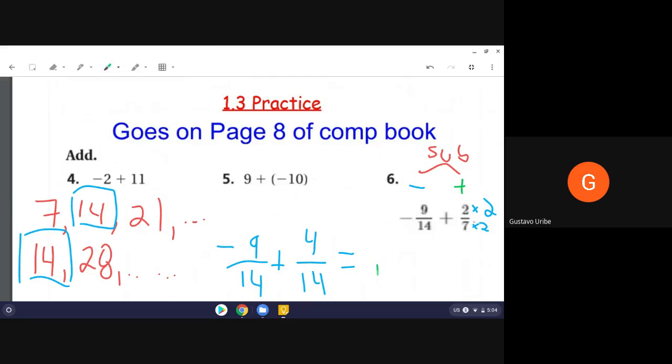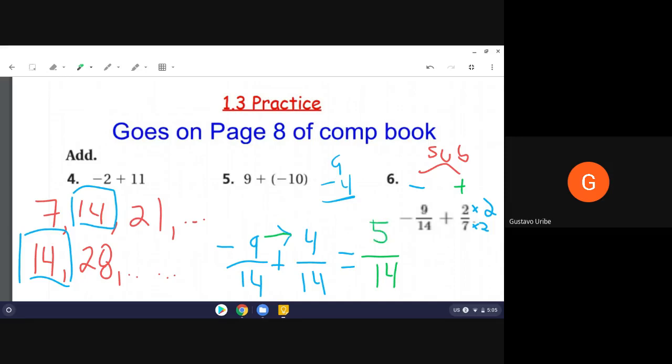Remember, 14, I'm going to write the denominator first because it stays the same. Now here's where I have to be careful. Remember, I am going to subtract these because we determined at the beginning that I was going to subtract them because they're different signs. So 9 minus 4, I know is going to give me 5.